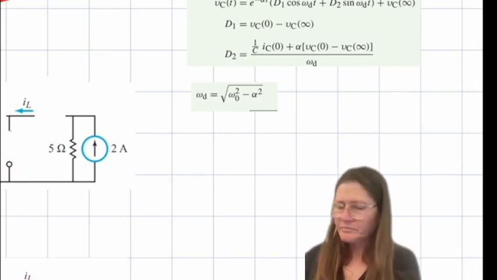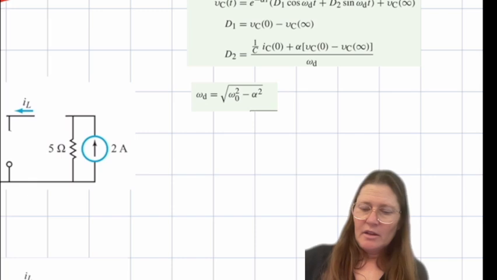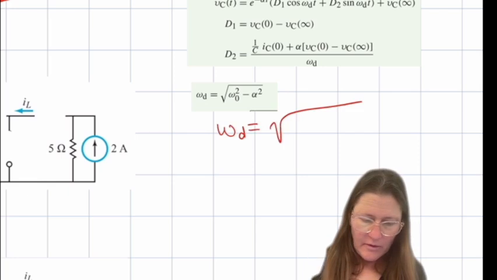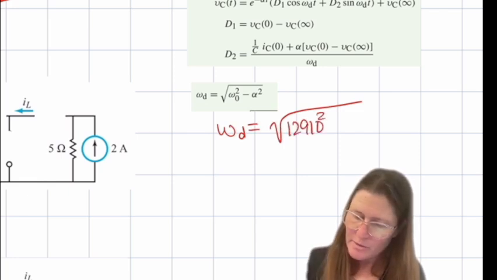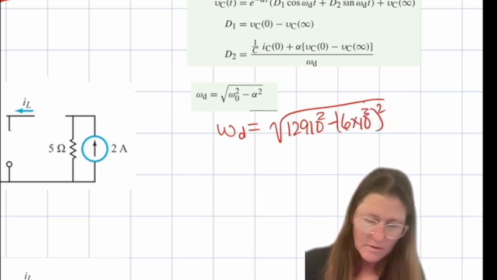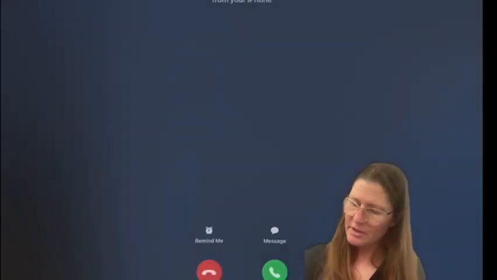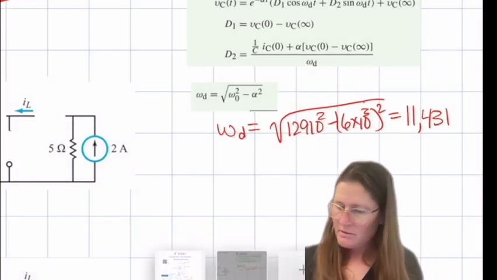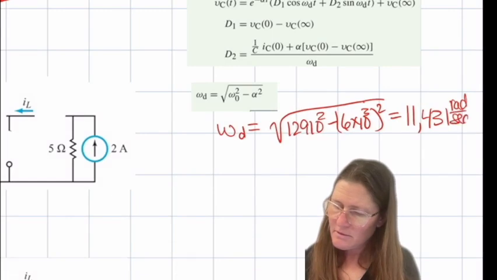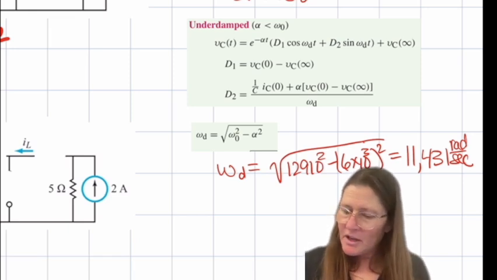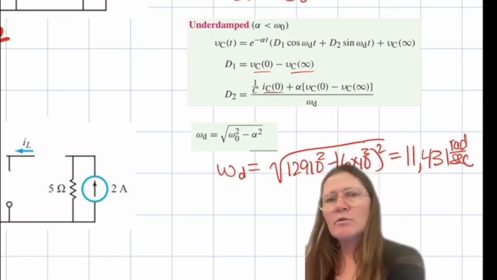So we have the square root of 12,910 squared minus 6 times 10 to the third squared. And that ends up being 11,431 radians per second. And then I need VC of 0, VC of infinity, and then IC of 0.